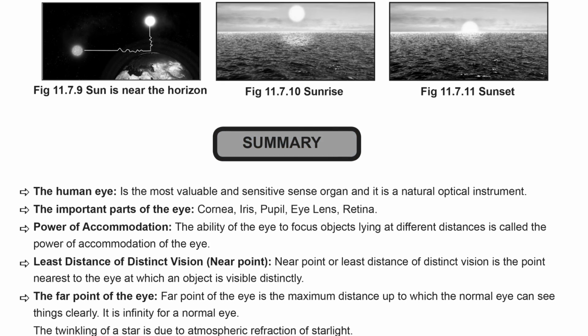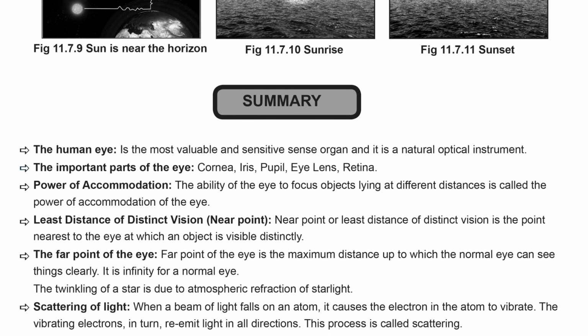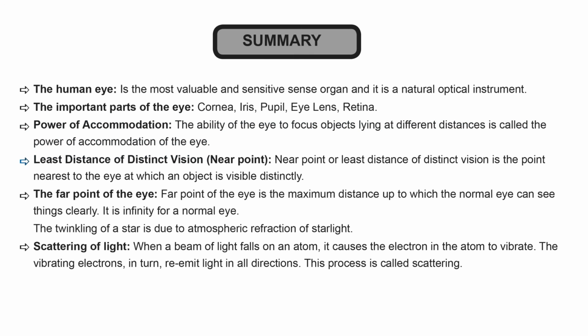Summary. The human eye is the most valuable and sensitive sense organ, and it is a natural optical instrument. The important parts of the eye: cornea, iris, pupil, eyelid, retina. Power of accommodation. The ability of the eye to focus objects lying at different distances is called the power of accommodation of the eye.